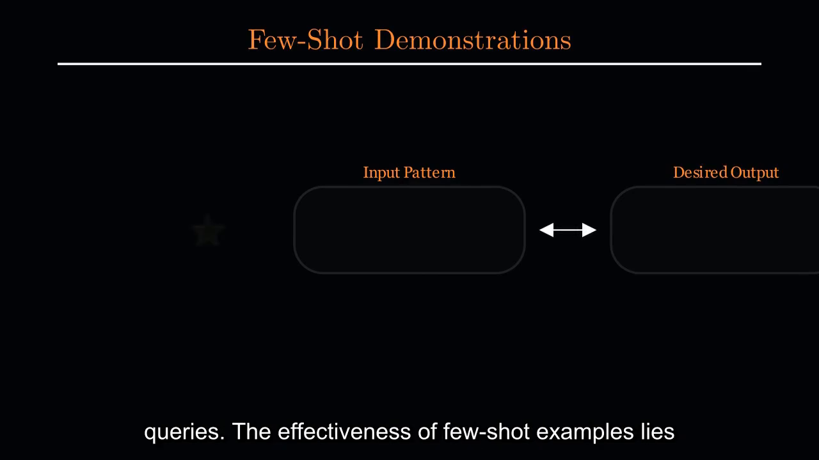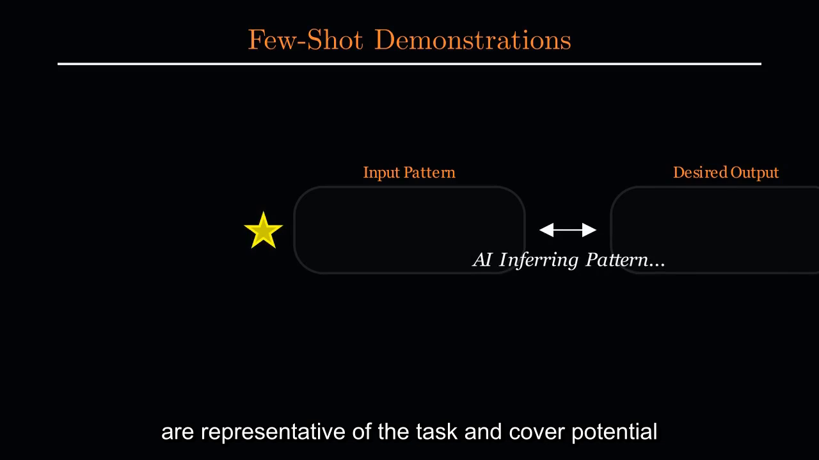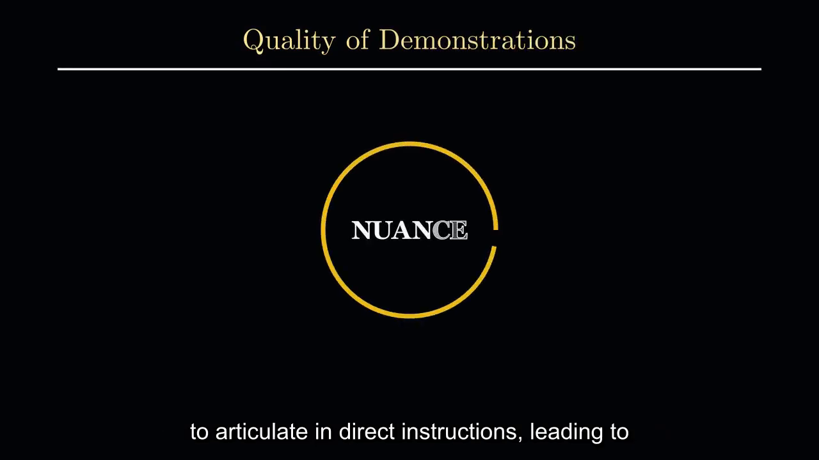The effectiveness of few-shot examples lies in their relevance and quality. Choose examples that are representative of the task and cover potential variations or edge cases. A well-selected example can teach the AI subtle nuances that are difficult to articulate in direct instructions, leading to more accurate and contextually appropriate responses.